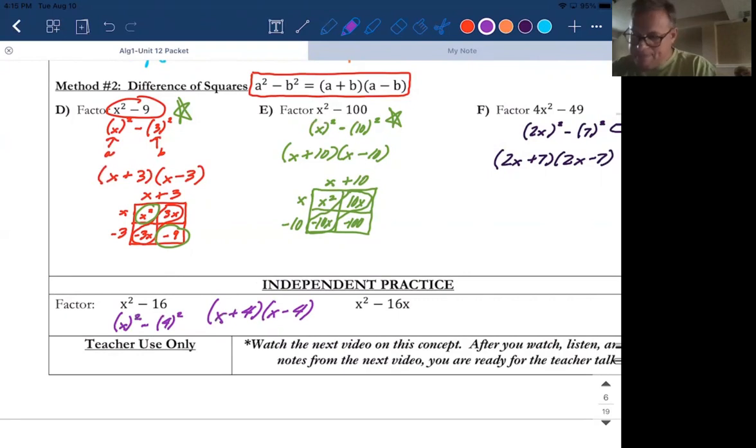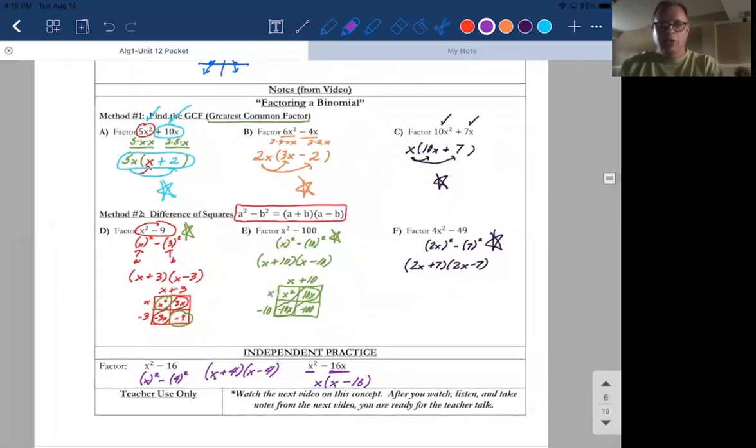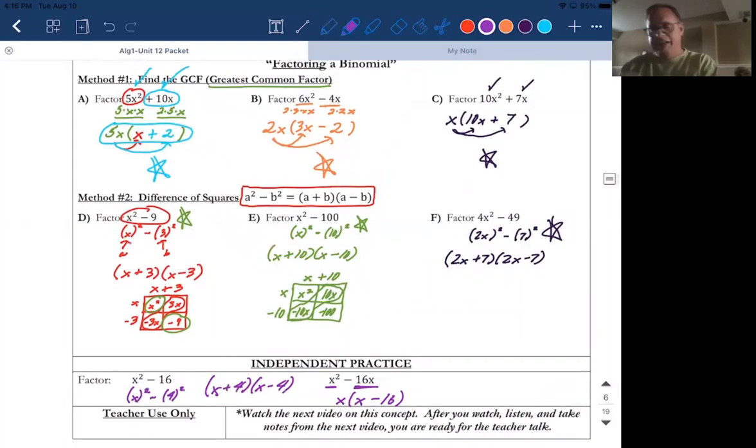The second one is x squared minus 16x. I can't use difference of squares here. I have to look at the greatest common factor, and you'll notice both of these terms have an x, which leaves behind an x minus 16. Okay? So when you're factoring, the first thing you want to do is look for that greatest common factor. If there's no greatest common factor, then you want to look for a difference of squares. All right? We'll be back in the next video. We're going to combine these, and then we're going to look at finding those solutions.